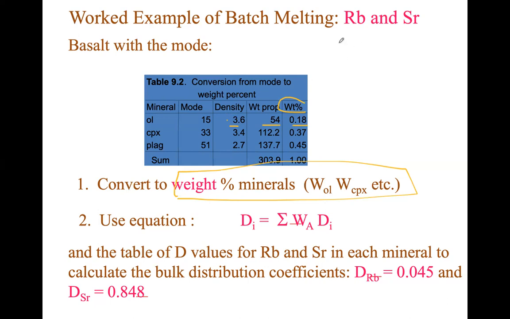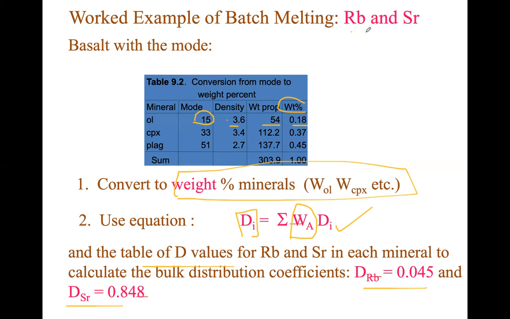Because density is the mass divided by volume, right? The mineral mode means it's a volume, because it's given as 15% or 30% or 50% or whatever as a modal percentage. So it's a volume percentage of the mineral in a 3D rock. So we have to convert to weight percentages, and then these weight percentages you have to use to calculate the bulk partition coefficient, because you are given the individual partition coefficients for elements and minerals. You have a table of D values. So the bulk distribution coefficient is calculated using that.